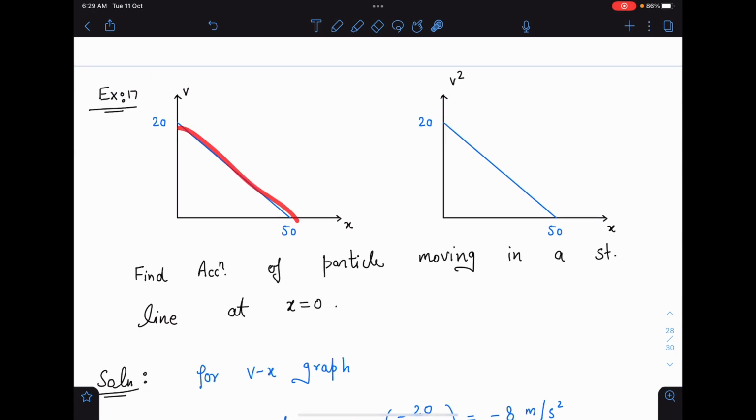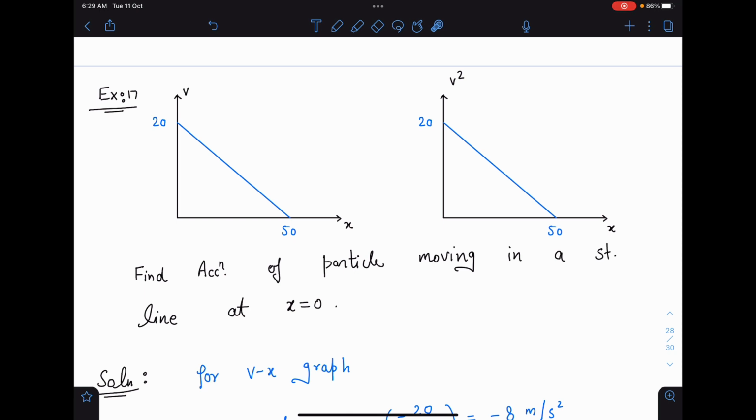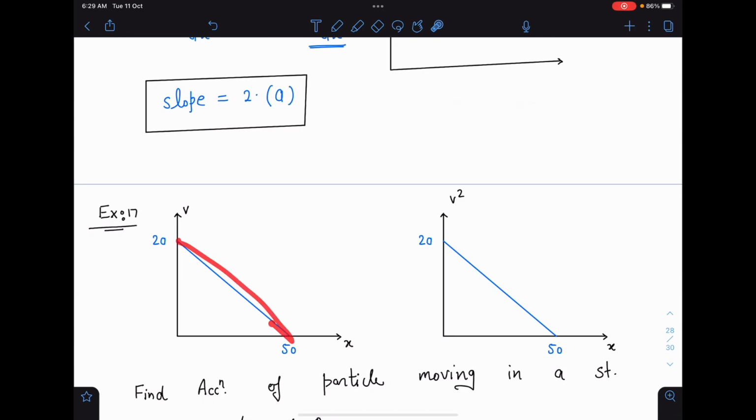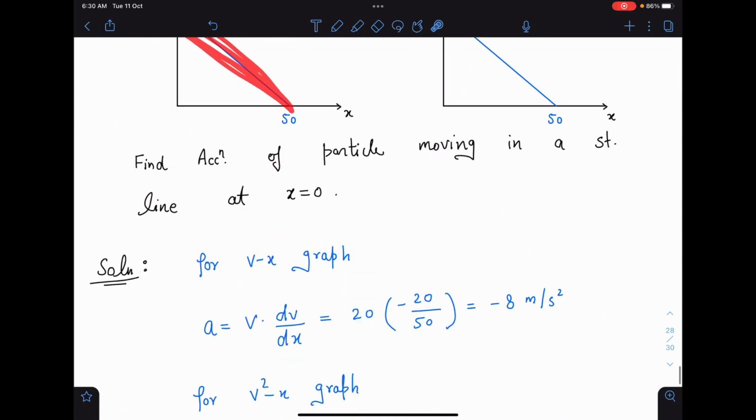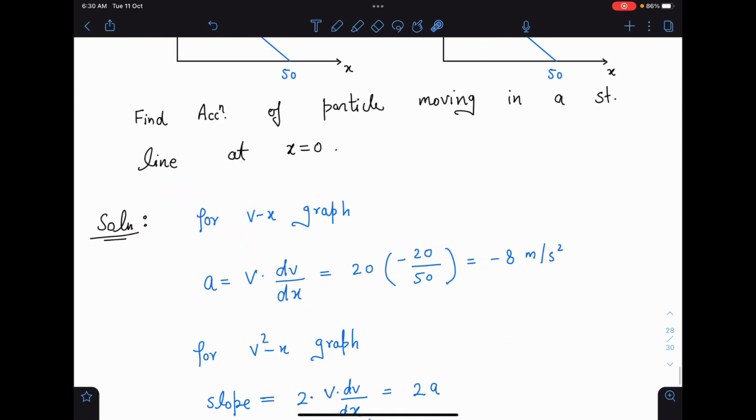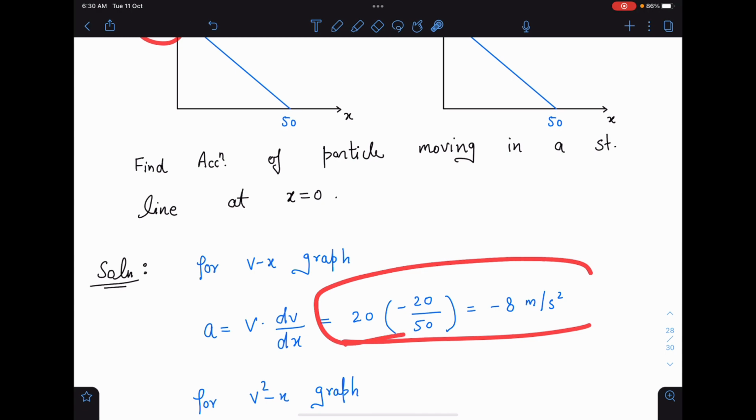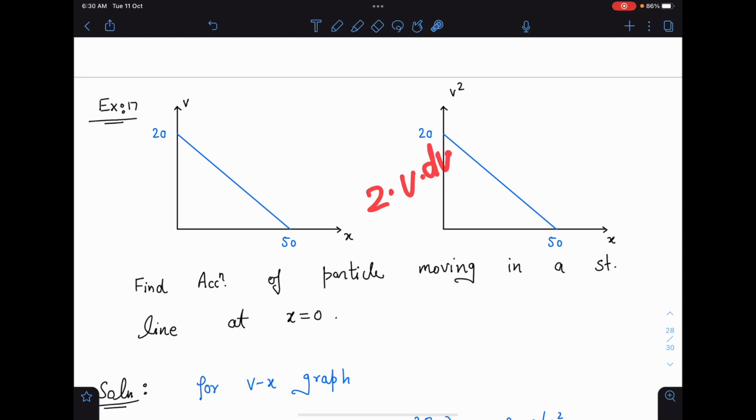You can check here. The V-x graph is given, the V square X graph is given, and they're asking about a particle moving in a straight line at x equal to 0. So for the V-x graph, the acceleration, as we just calculated from the previous equation, is V into dV by dx. So dV by dx is minus 2 by 5, and the V value at that point is 2. So minus 4 by 5, 40 by 5, sorry. So minus 8.